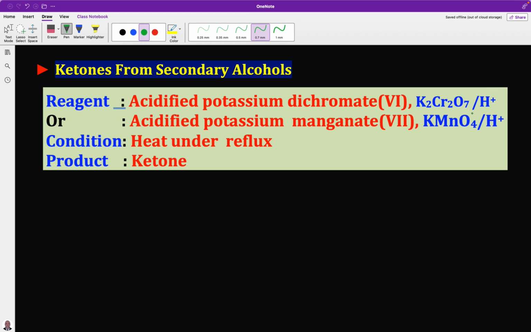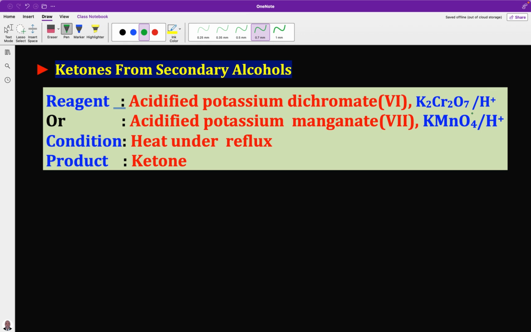Under the same condition, acidified potassium dichromate or acidified potassium manganate 7, heating under reflux, the product formed will be a ketone. So what you need here is a secondary alcohol to produce a ketone.